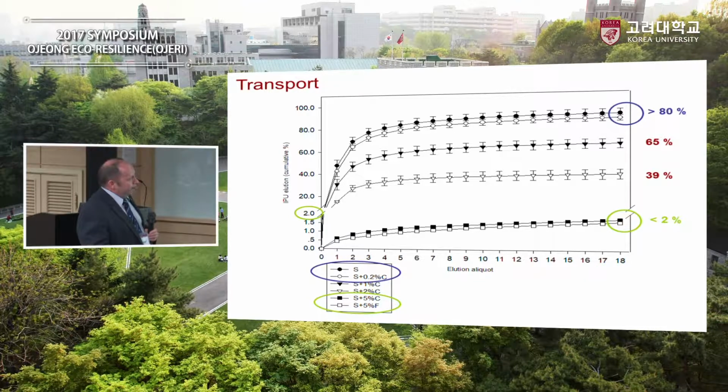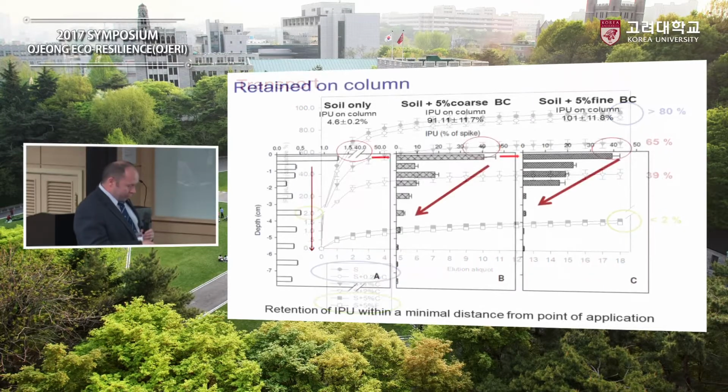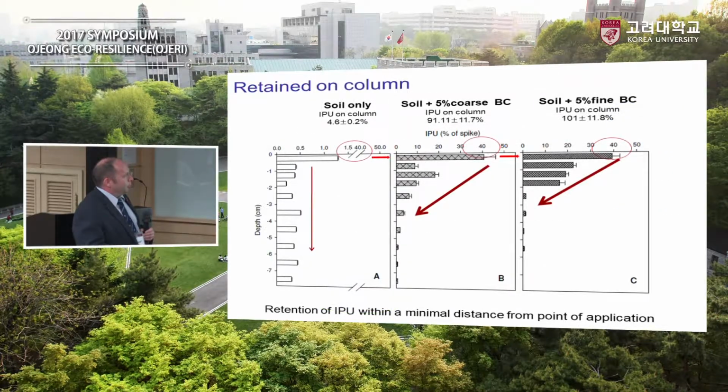And then 1% to 2% basically occur in the middle. If you then go and slice up your core to see where the chemical's gone, this is basically what we see. Within the top 2 centimetres of the char-amended soils, about 80% of the chemical is stuck at the top of the column. For the soil-only controls, obviously, it all fell out the bottom a minute ago, and so there's hardly any in the soil itself.